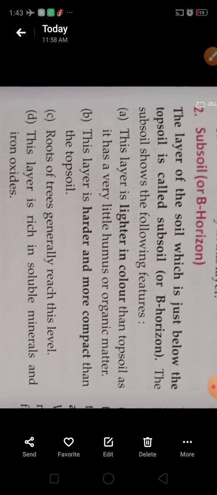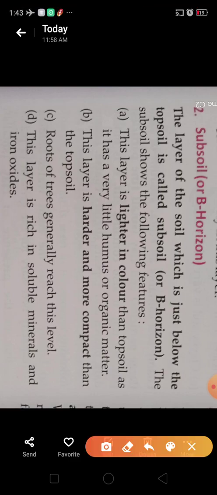Second, the B horizon, the second layer of the soil, is also known as the subsoil. Okay, see, the layer of the soil which is just below the topsoil is called subsoil. The subsoil shows the following features.